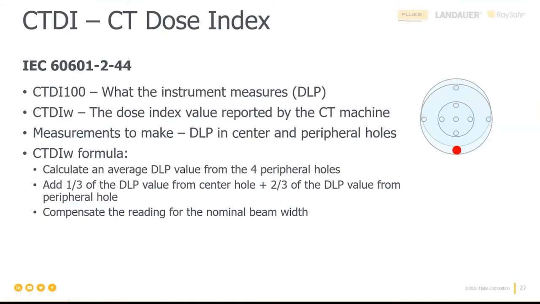So no instrument can give you a CTDI value itself. It has to be a number of measurements, and it has to be with input from the settings of the CT machine.